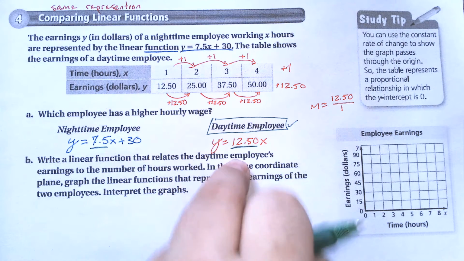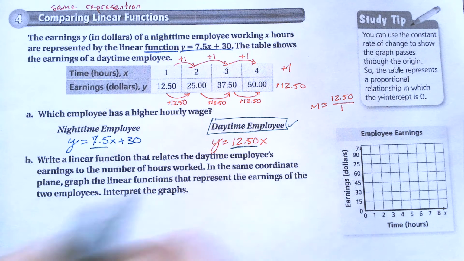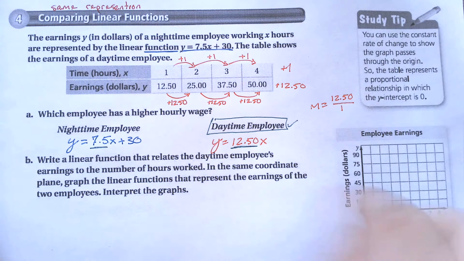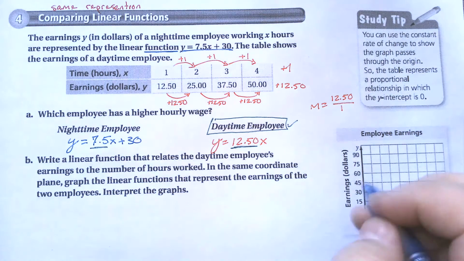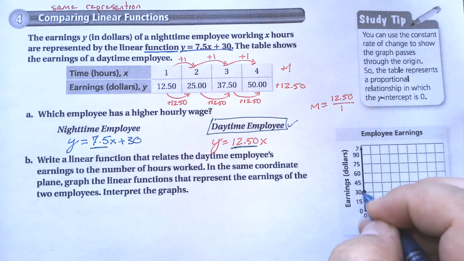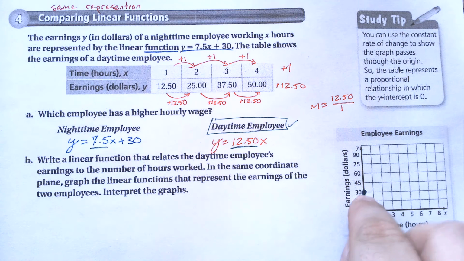Or vice versa. We don't know because right now we have a constant 30 and don't have a constant here. So what we want to do is kind of picture this. We're going to graph this one. So that means y equals mx plus b, where b is my y-intercept, and then I'm going to go up 7.5.